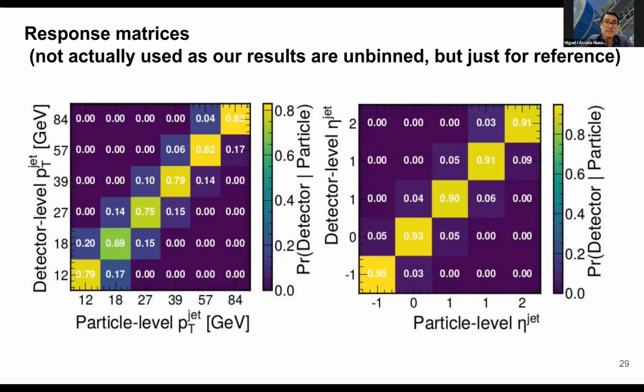But this is not what we use for the unbinned unfolding. This is just for your reference, to give you a sense of how well we can actually measure the jet pT and the jet absolute rapidity, and these are binned. But this is not what we actually use in the unbinned unfolding. It doesn't work like that with OmniFold. We don't even need to define a response matrix. We just use the reweighting procedure that is aided by machine learning.